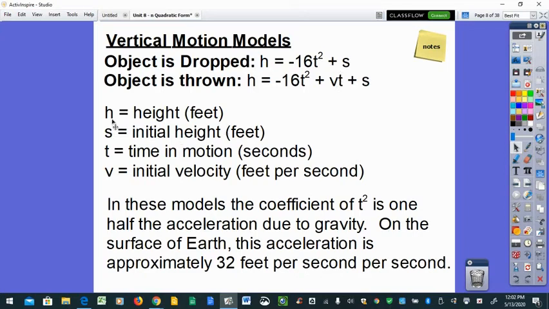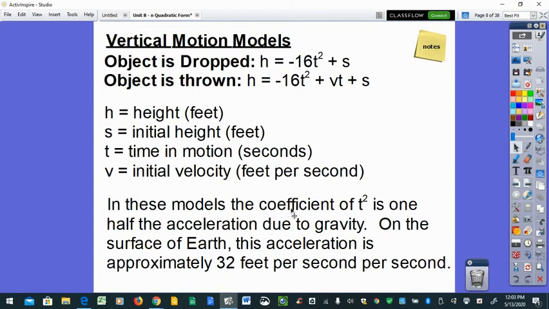So we've talked a little bit about this before. We did a firework in the past, and I told you we would start to develop these equations ourselves. So this is the basic formula, and I'll explain this -16 down here in a second. This h is the height in feet at a given time. The s is the initial height. So when you put your hand out the window, you were so many feet off the ground. That would be the start height. The h would be like the end height. T is your time, the seconds that the object is in motion, and V is that initial velocity, which would be feet per second or meters per second, something like that.